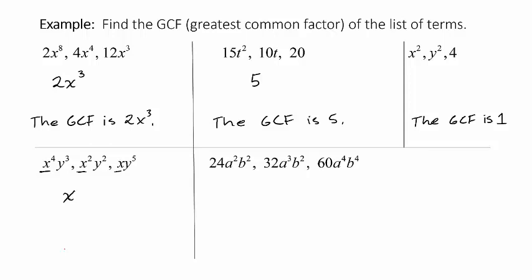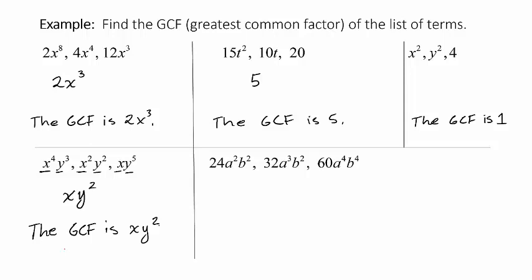And then look at the y's. So we've got y cubed, y squared, and y to the 5th. Okay, so each one of them has at least 2 y's, right? Because the second one has that lowest power, which is the 2. So if there's y squared as a factor in the second term, and we have 3 of them in the first and 5 of them in the last, then we can say that y squared will divide all of those evenly. Okay, so the GCF here is xy squared.